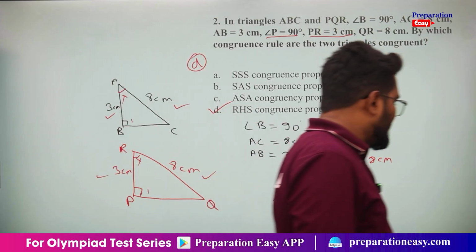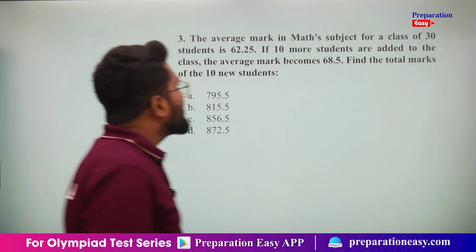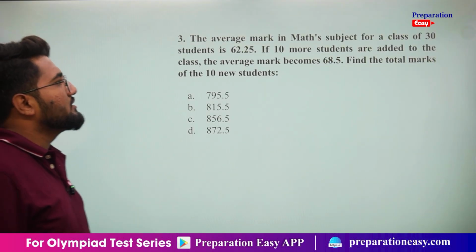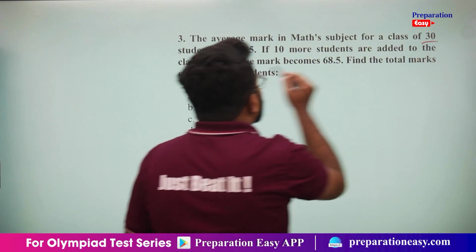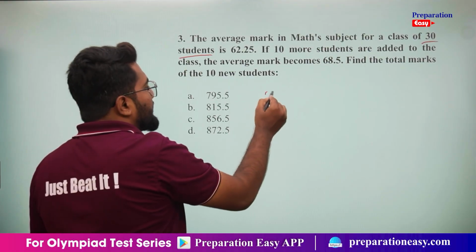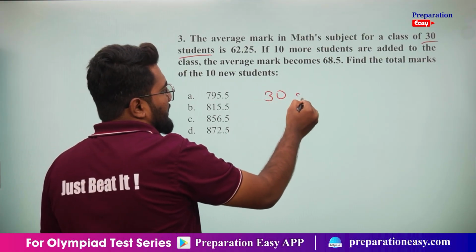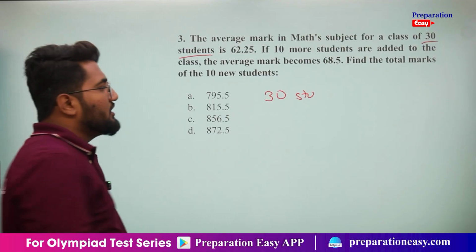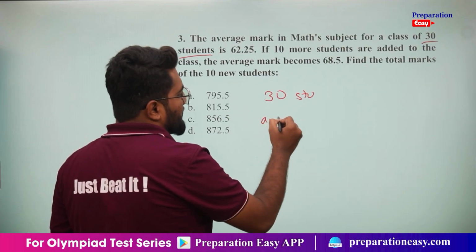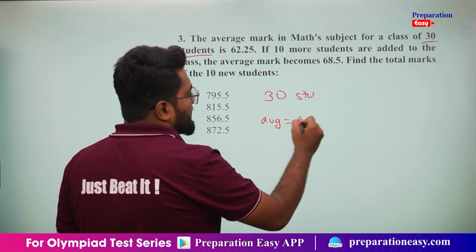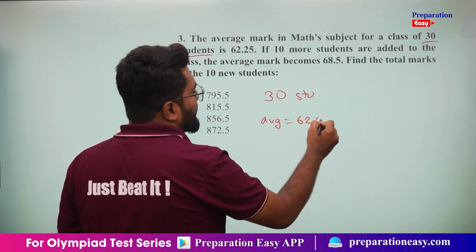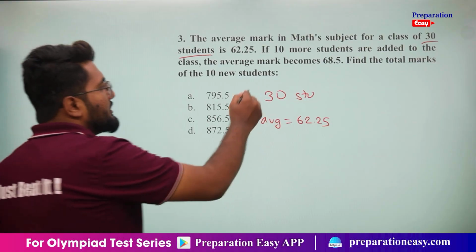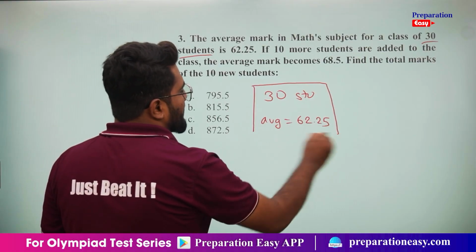Okay, let's move towards the next question. The average mark in math subject for a class of 30 students. How many students are there in total? 30 students. What is the average? Average is 62.25. This is our first condition.